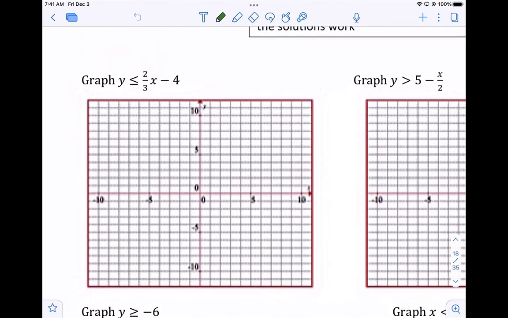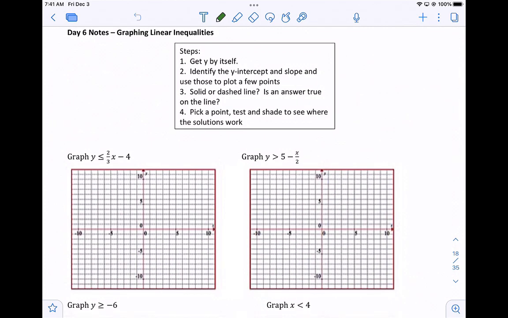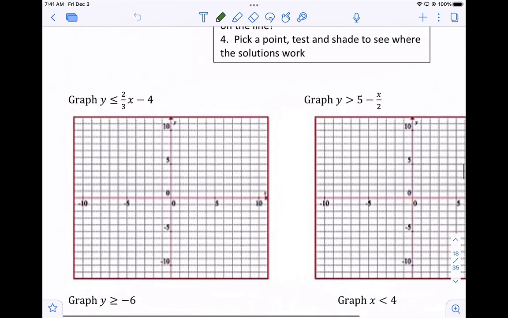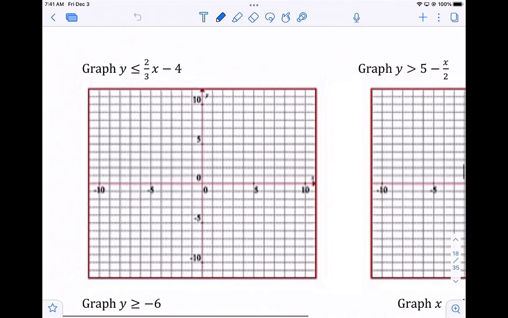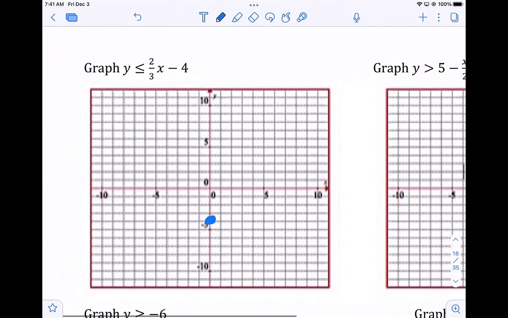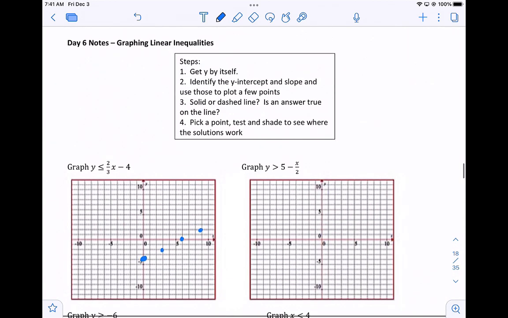If you notice here, y is already by itself, so we're already done with step 1. Step 2, identify the y-intercept, and that's the number by itself, and so here the y-intercept would be -4. So start at 0, 0, the origin, go down 4, and then make a dot. The slope is the number next to the x, so it's positive 2/3. So what that means is we're going to go up 2, to the right 3, and make a dot. I like to do it a few times, even though you only need 2 points to make a line. So that is step 2.